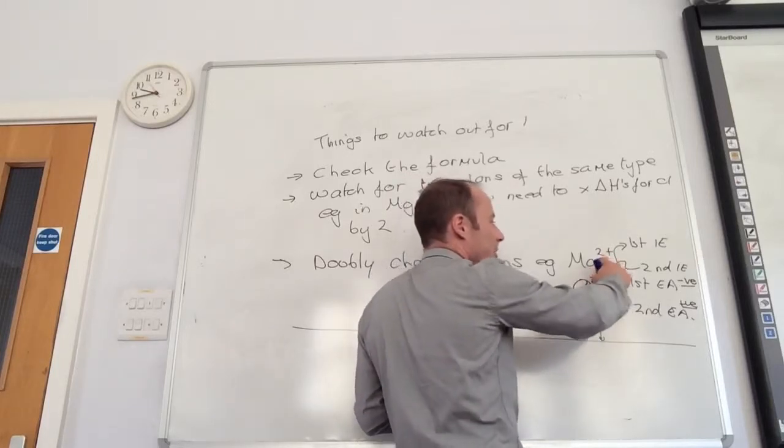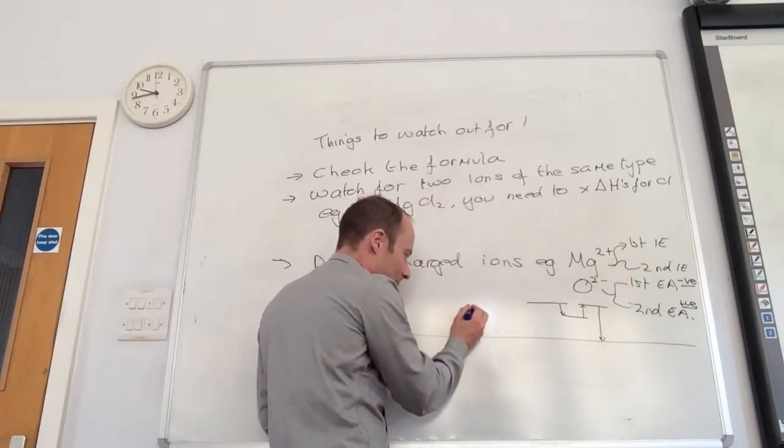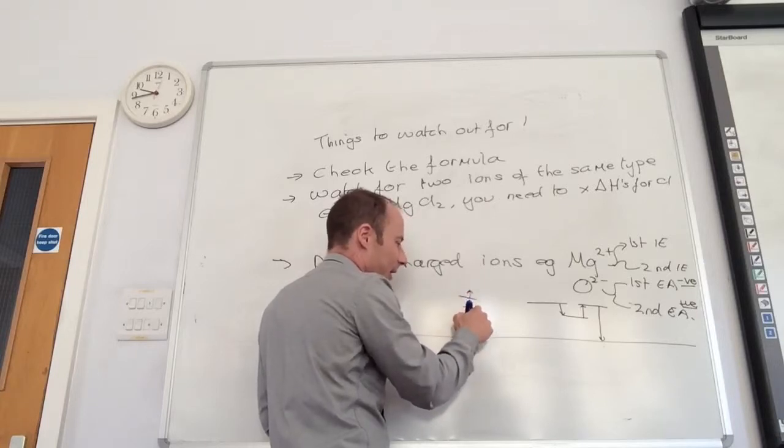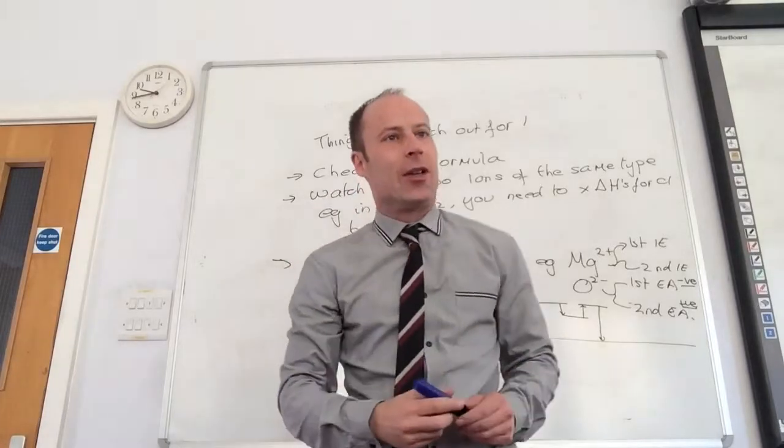Equally, if it's doubly charged or triply charged, if it was, say, aluminium, you would have to go up 3 times. Because you get aluminium plus, aluminium 2 plus, and then aluminium 3 plus. We haven't done any negative ones. No, maybe you'll have to go up doing some of those.